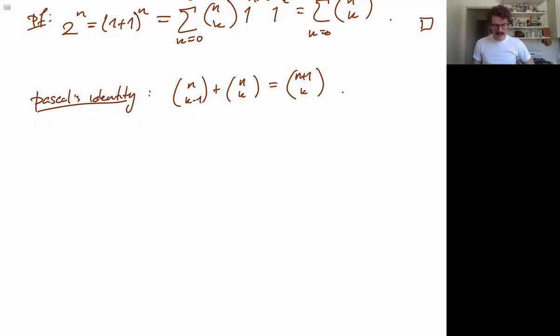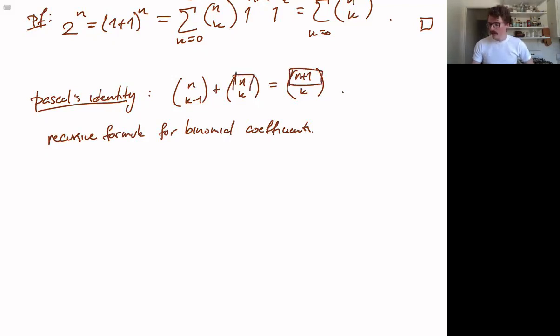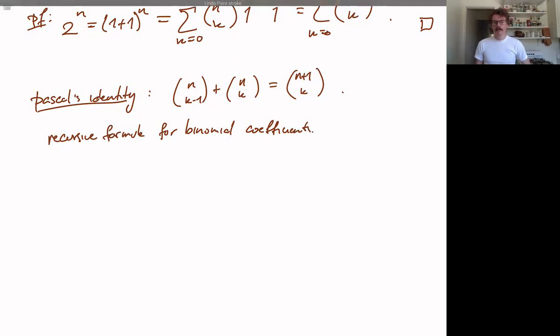So if you look at Pascal's identity, you should see that it is a sort of recursive formula for binomial coefficients. Because it is telling you some n plus 1 binomial coefficient in terms of some n binomial coefficients. So you can use this formula to basically iteratively compute bigger binomial coefficients. And so let's do some examples of that.